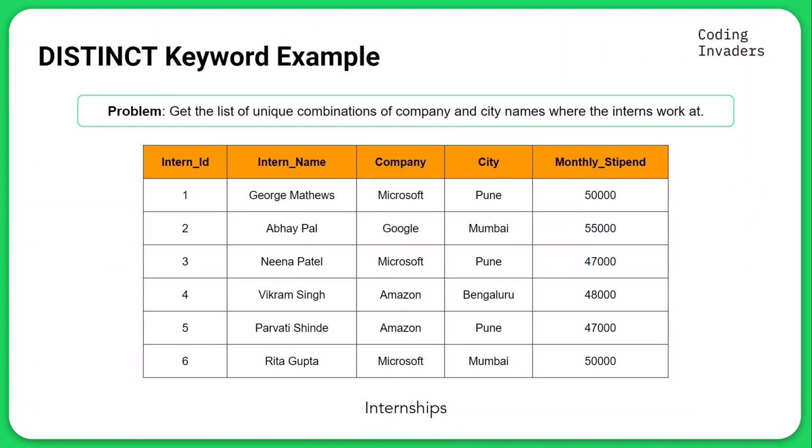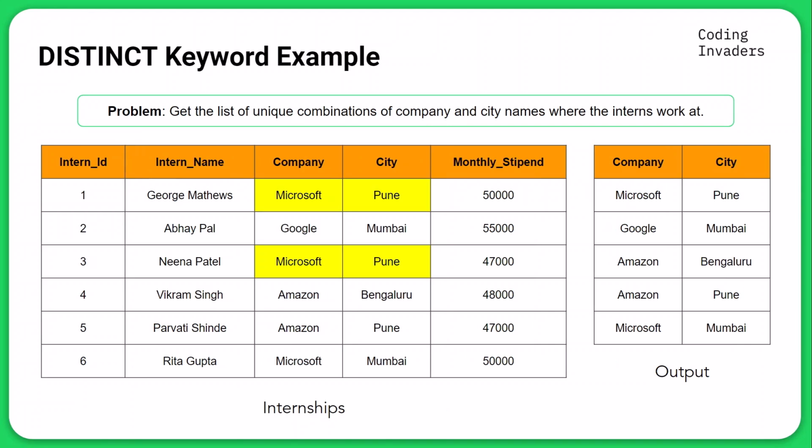Let's modify the problem slightly. Get the list of unique combinations of company and city names where the interns work at. So can you figure out what the answer should be in this case? Take a moment to figure it out. Pause the video and then proceed after you are done.